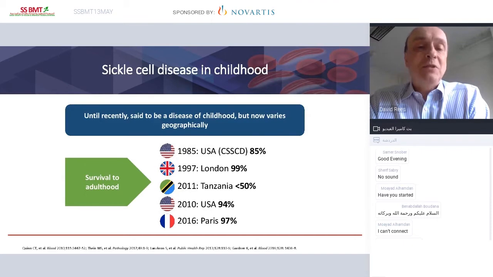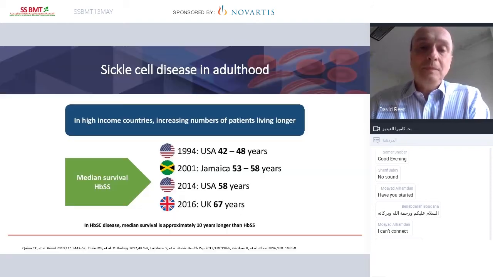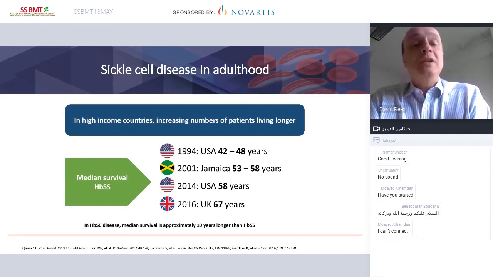There aren't that many studies in Africa, although a study in Tanzania, providing good quality care in Dar es Salaam, showed that even with the optimal care in that country, the majority of children died before the age of 16. And then overall survival is definitely decreased in all countries.